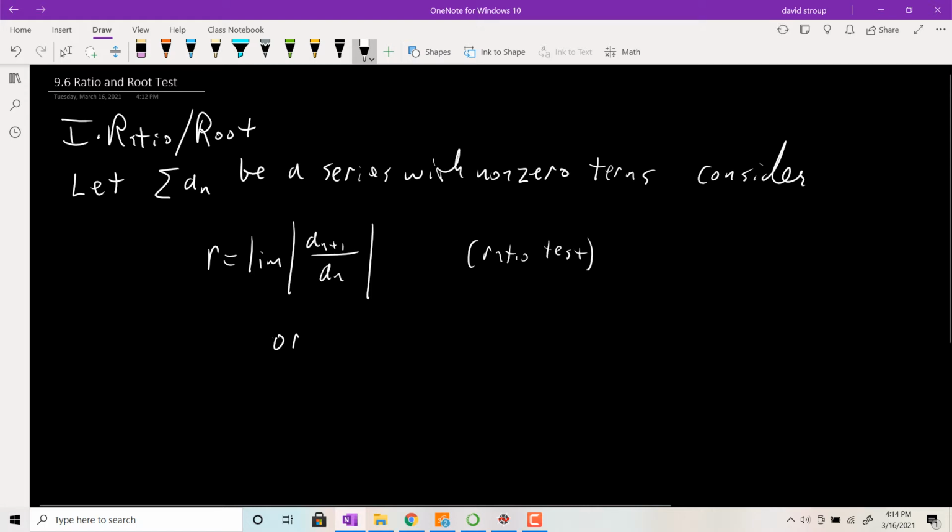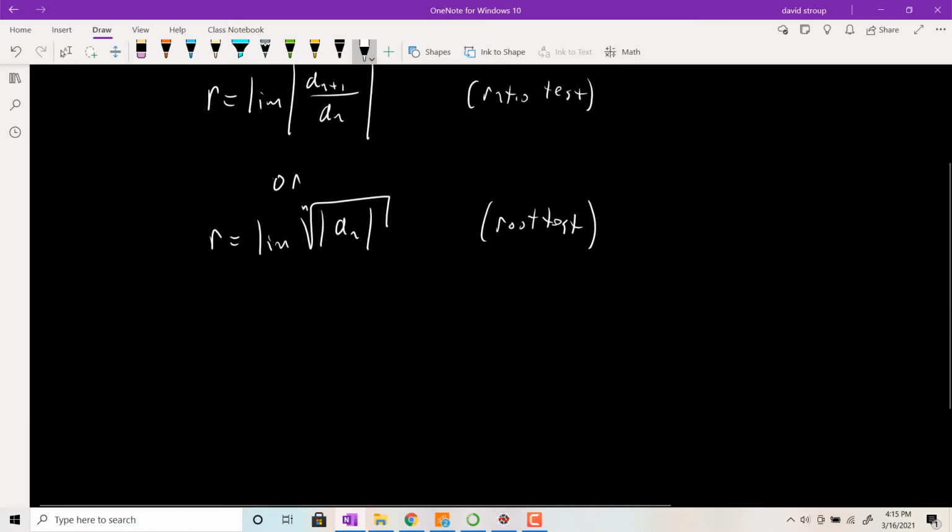Or for the root test, you consider r, which will equal the limit of the nth root of the absolute value of a sub n. So that's the root test. And then based on the r value, you can make a conclusion about the convergence or divergence of the original series. So first, if the r value is less than 1, the series is absolutely convergent.